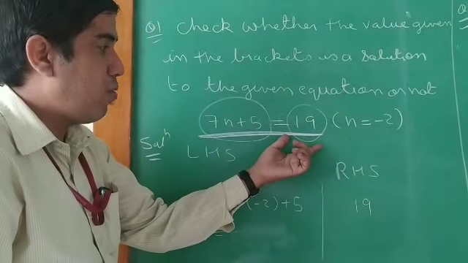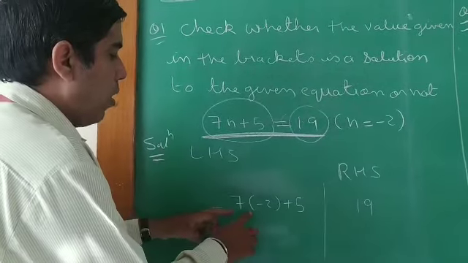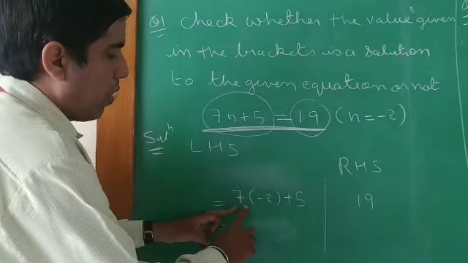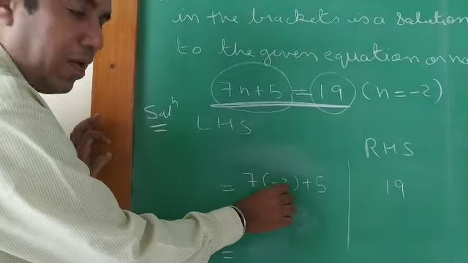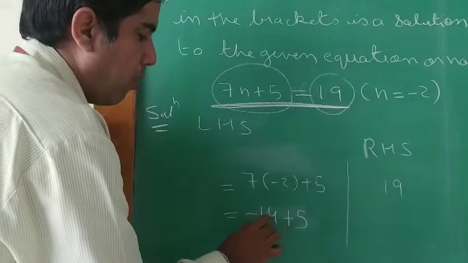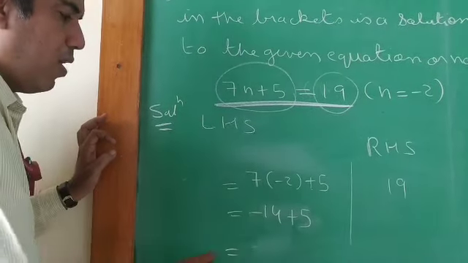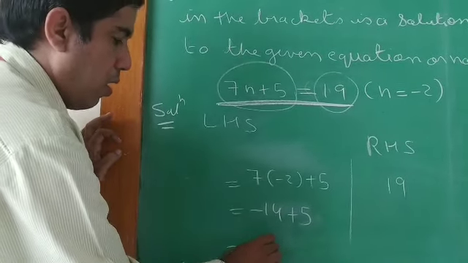You can see RHS has no variable, so I will not change it. I put the value n equal to minus 2 here. Now 7 into minus 2, what is the answer? It is minus 14, and plus 5. Minus 14 plus 5, you know the answer. What is the answer here? The answer comes minus 9.